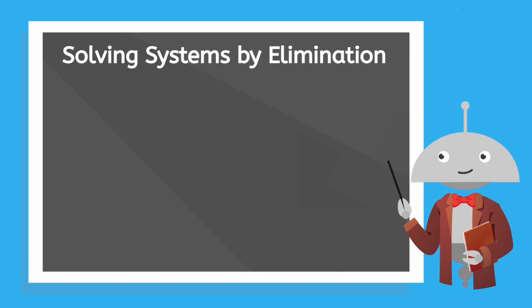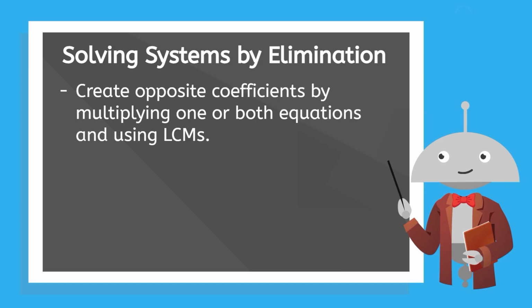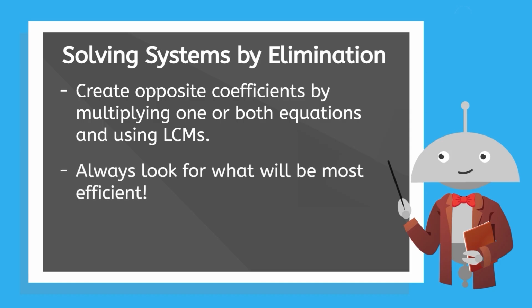Today we saw that if we want to use elimination to solve a system, and neither variable already has opposite coefficients, we can create them by multiplying one or both of the equations by a constant. We also know that we can use LCMs, or least common multiples, to help us find a common coefficient that we can create. Be on the lookout not just for what you can do to solve a system by elimination, but what will be the most efficient to help save you some time and effort.